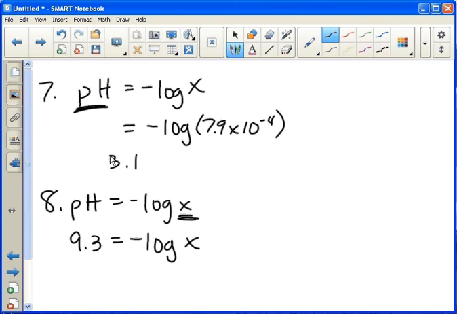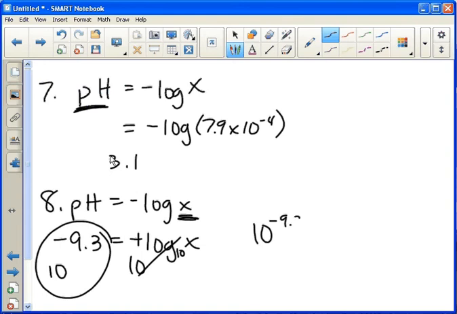Now this is called the common log, the one we don't write a base for. The understood base, though, is 10. Now to get rid of that, we'll raise both sides as powers of 10. So we get x equals 10 raised to the negative 9.3 as our answer. So common logs have a base of 10, natural logs have a base of e.